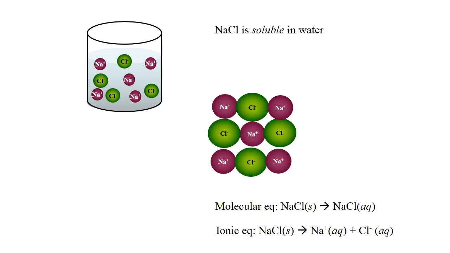This is the reason why sodium chloride is an electrolyte. This is the reason why it conducts electricity, because these ions are freely floating. They move around and can therefore conduct charges.